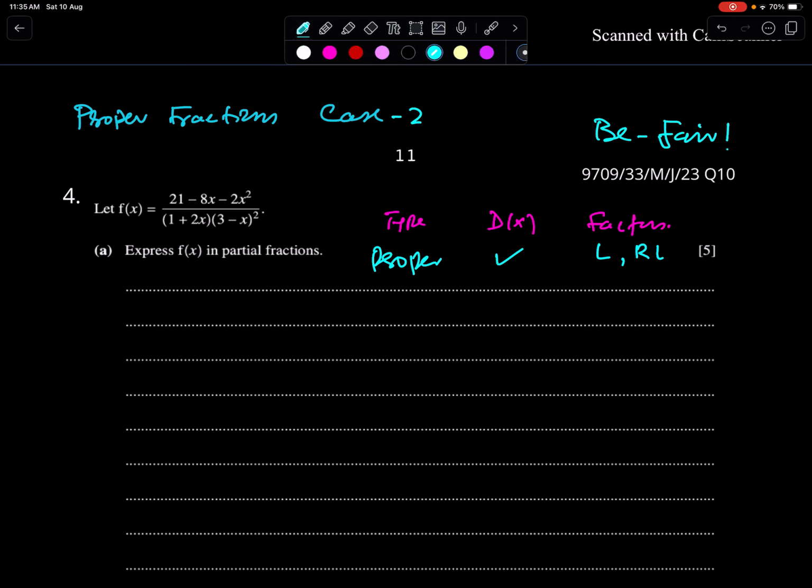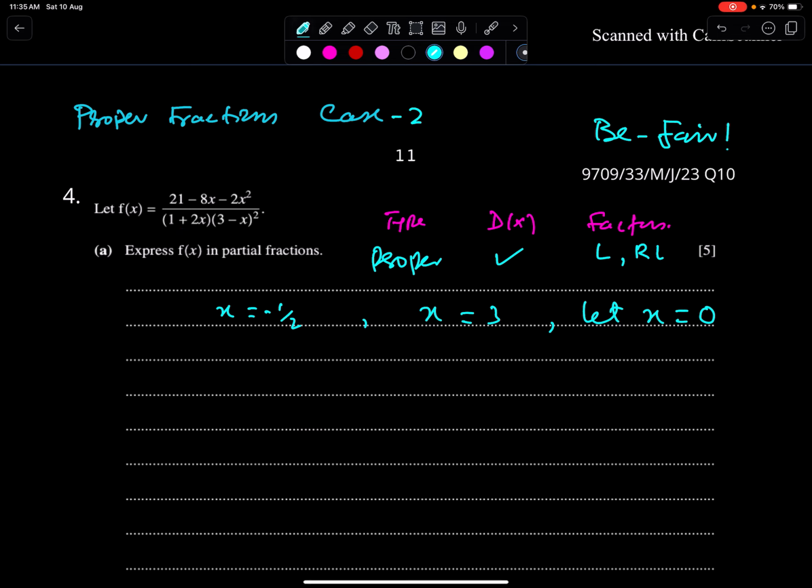Now we need values of x for the substitution. From this factor we are getting x equals minus half, and from this factor we are getting x equals 3. Since this is a repeated linear factor, we will have three fractions. So we need one extra value of x for the last constant. We can suppose any value of x, x equals 0.